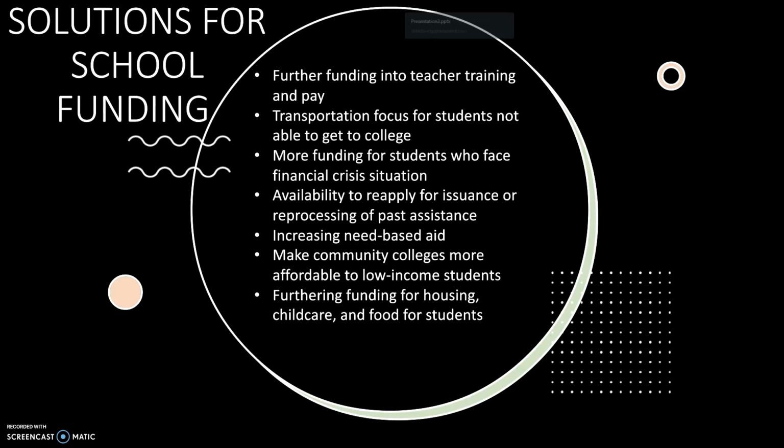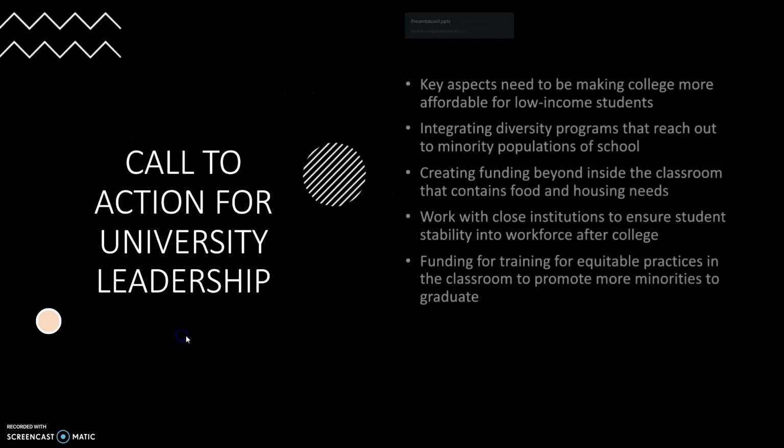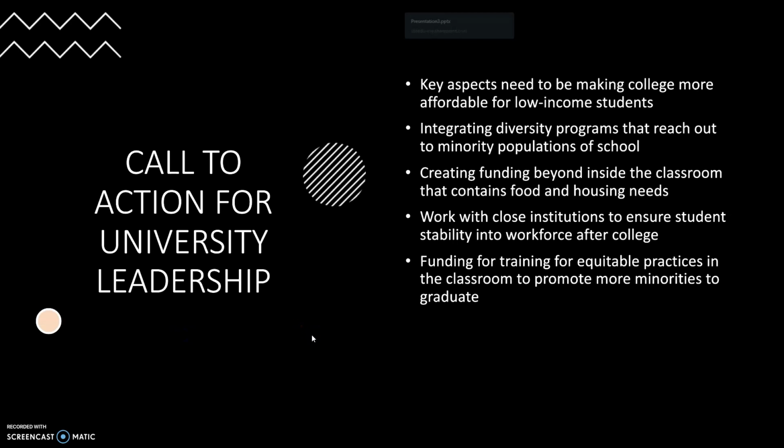And then we also want to note that community colleges need to be afforded more, because we have seen a substantial increase in the tuition for colleges, community colleges at that, which were set to be more accessible for lower income students, which are no longer that way. And then again, moving outside of the realm of just school to housing, childcare, and food for students that need to be funded. And then a call to action, again, is keying in on these aspects.